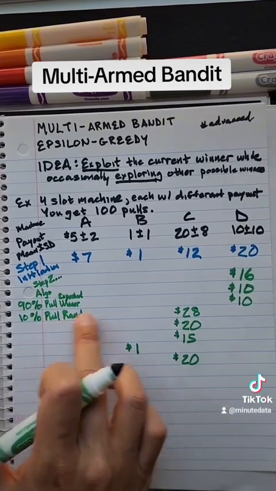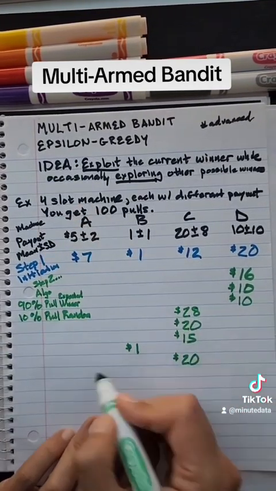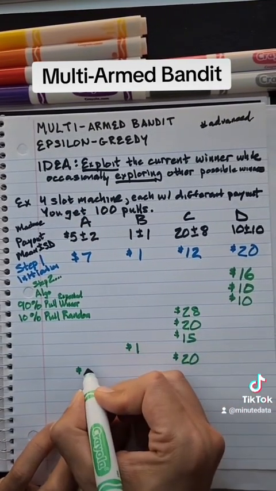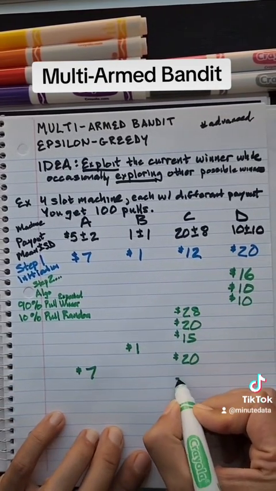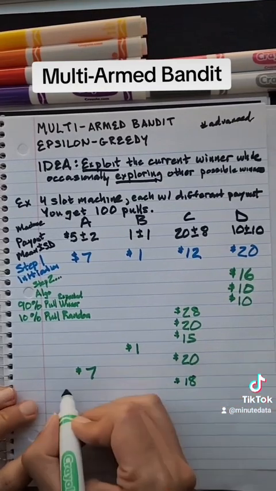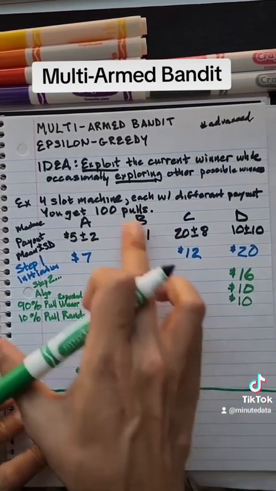Back to our algorithm, let's say it sends us to this 10% random. And by chance, it says to pull A. And let's say A gets us, say, $7. Back to our algorithm, it says pull the winner. The winner's still C, so we pull C again. So it gets us $18. So what's going to happen is we're going to repeat this algorithm until we finish our 100 pulls.